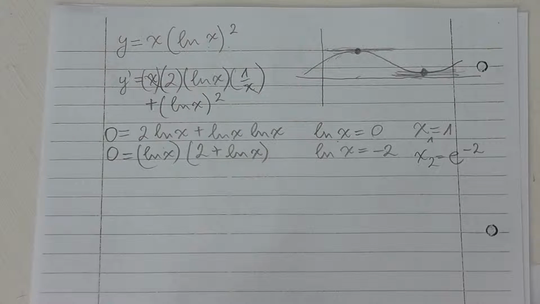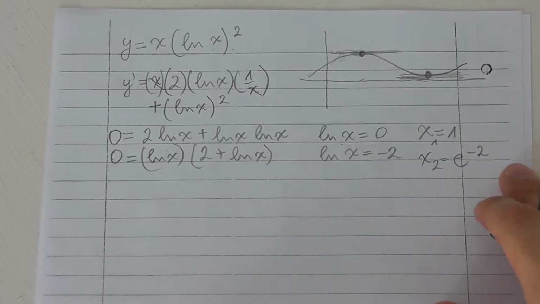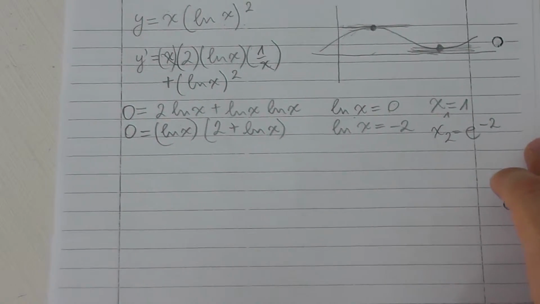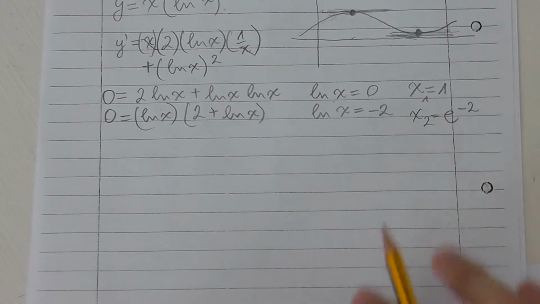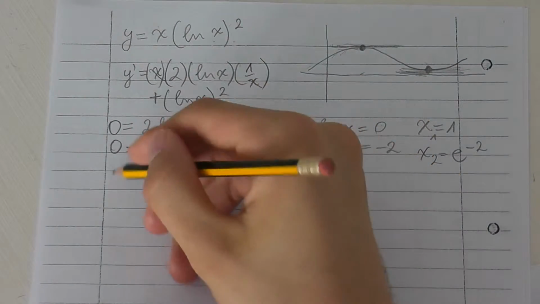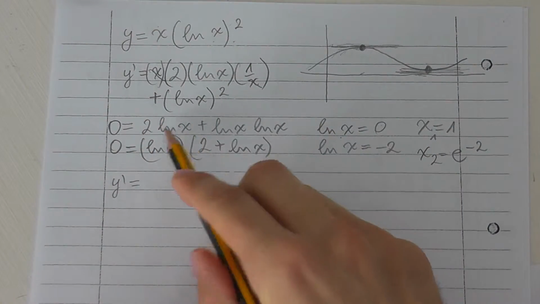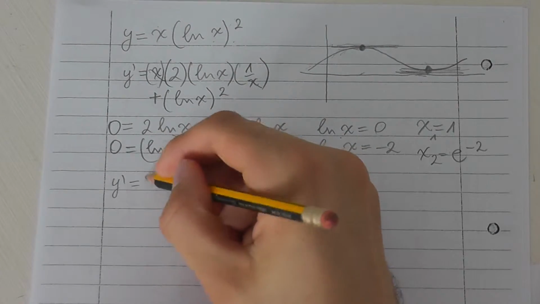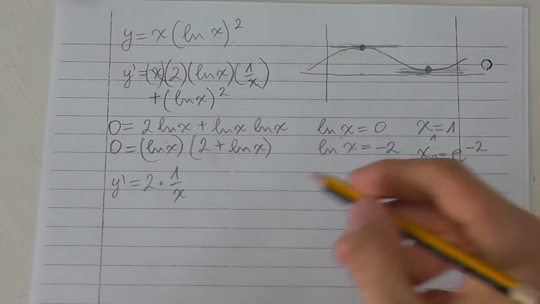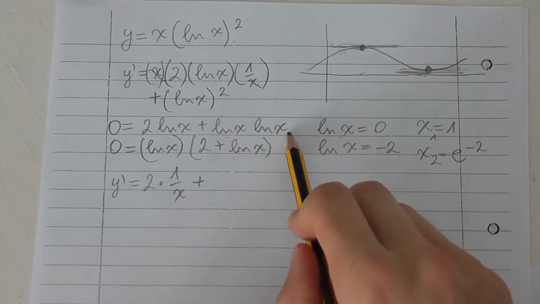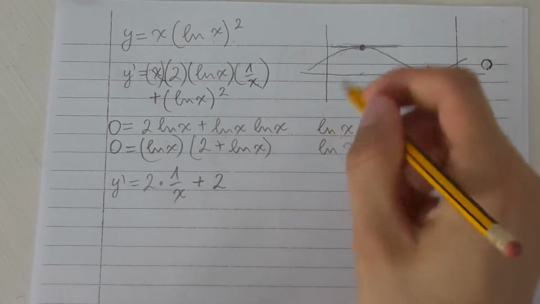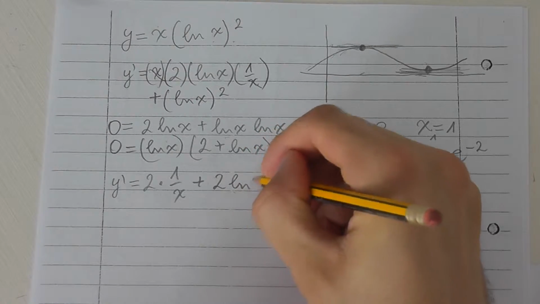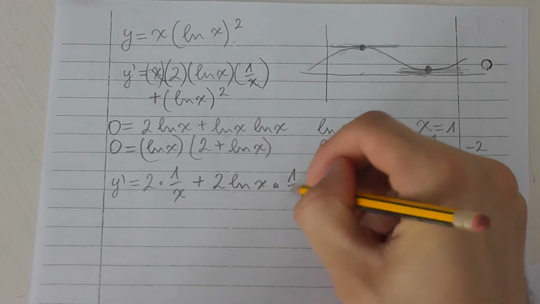We need to find out which one is the maximum and which one is the minimum, and that we're going to do by taking the second derivative. The second derivative, let me just push this up a little bit, because I can't write in this thing. The second derivative is going to be 2 ln x times 2 times 1 over x, plus, and now we have ln x squared again, 2 ln x times 1 over x.